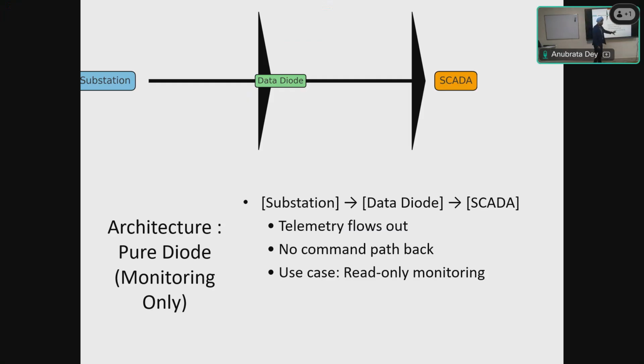The use case is where you want only read-only monitoring. Maybe this could be used, for example, in DERs, where the utility just wants to know how much power the DER is producing, right? So you don't want to control the DER. So this is pure diode monitoring only, where data flows in only one direction, right?